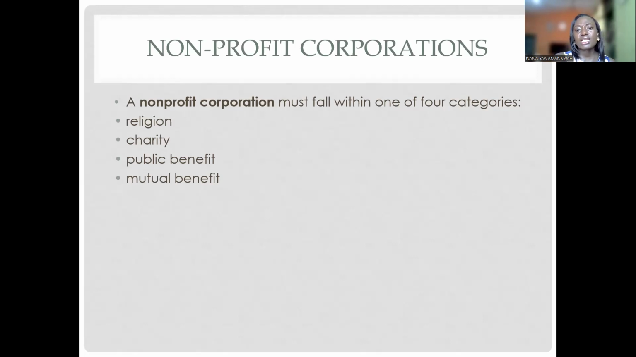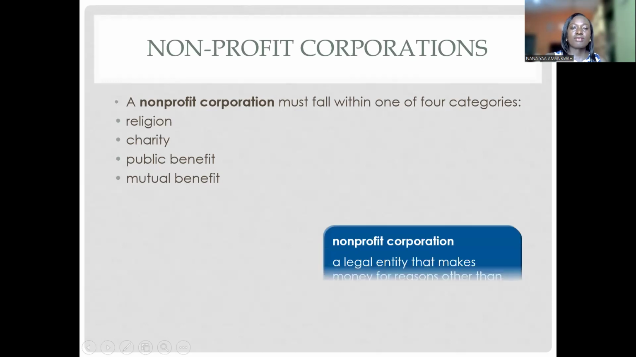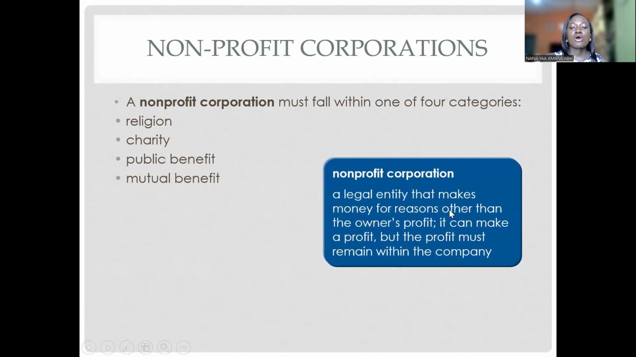benefit. So it must fall within one of these categories. You can't have a non-profit corporation that is into something that ends up bringing them profit. So it should be for charity reasons, for religious reasons, for public benefit or mutual benefit. So that is the non-profit corporation. And most of the time, it's good that even if you don't have any non-profit corporation of your own, you can also support others who are doing those works to better the community that you live in. Good.